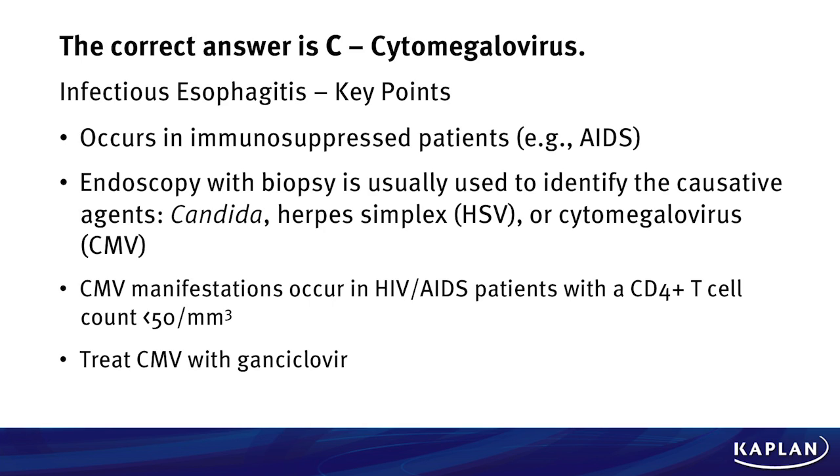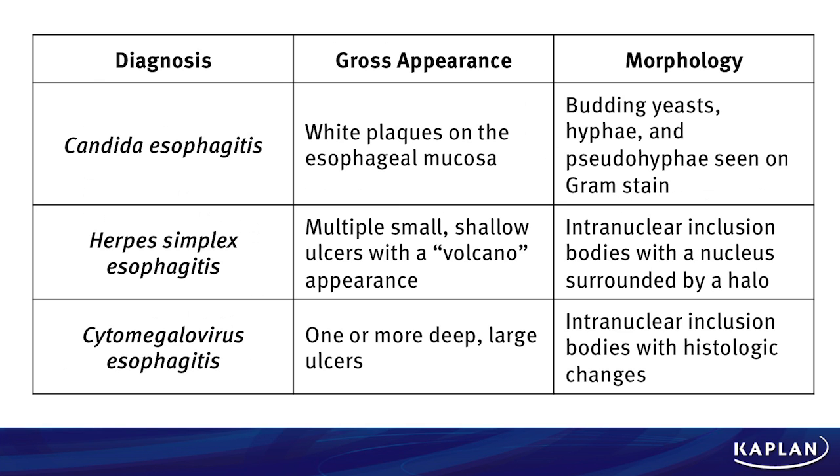But the last thing on this slide to definitely take away: how do we treat this patient? We treat CMV with ganciclovir. Know that. So here we have a nice little table that differentiates our 3 most common causes of infectious esophagitis: Candida, HSV, CMV. Notice they have different appearances. White plaques for Candida. We've got multiple very small ulcers for HSV, and 1 or more deep large ulcers, like in this patient, for CMV.